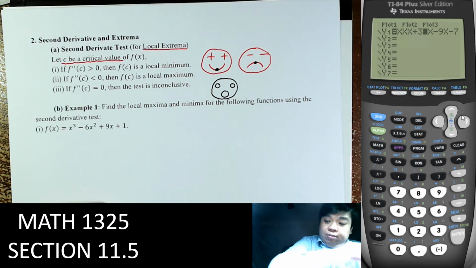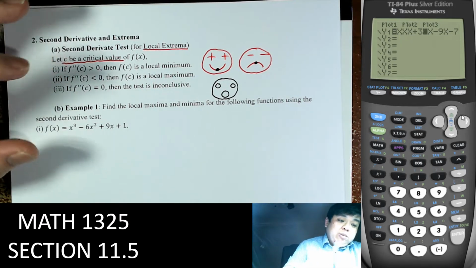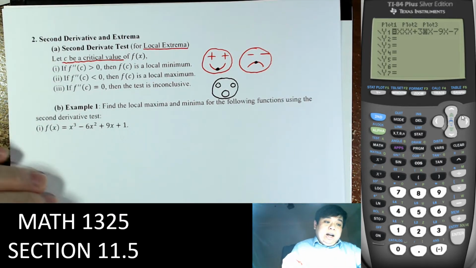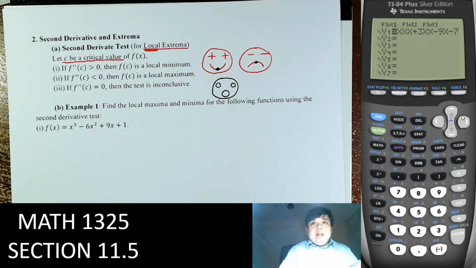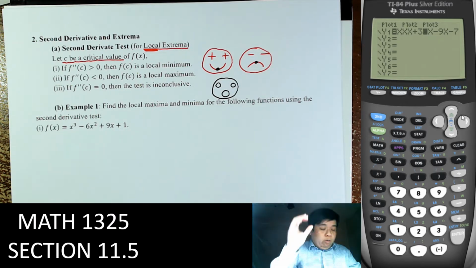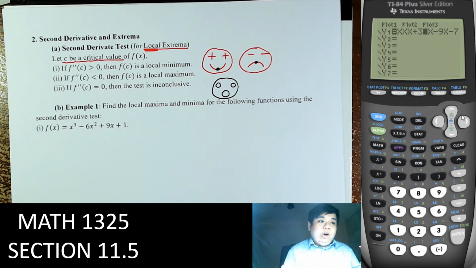Right, but I have to find the critical values first. Again, this is only for the local extrema, not the absolute extrema. For absolute extrema, we do it like we did before: find critical values inside and the boundary, and put all of them on the table. We're not doing the sign chart.